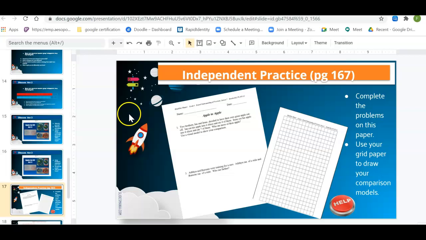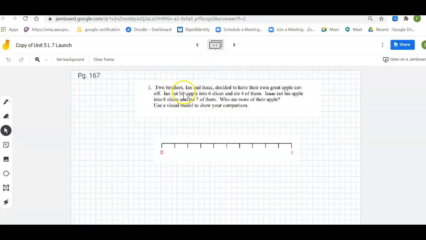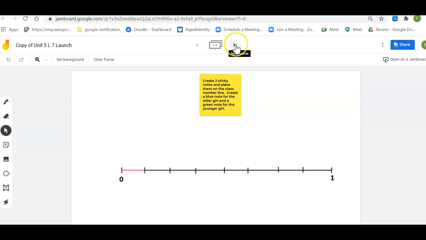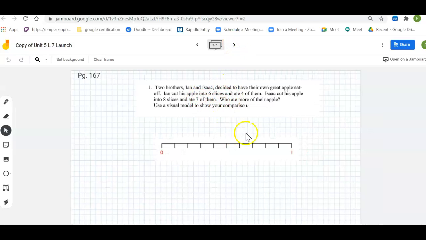Okay, so for some independent practice, guys, we've got page 167. So on page 167, you're going to be able to do it there, but I've also got this on a Jamboard. So on the Jamboard, you would be able to go to this one. Now I've got a few different things on here. So the number line in reference to the girls comparing and eating the apples, you can solve some of yours right here. But for our independent work, this is the same as page 167.